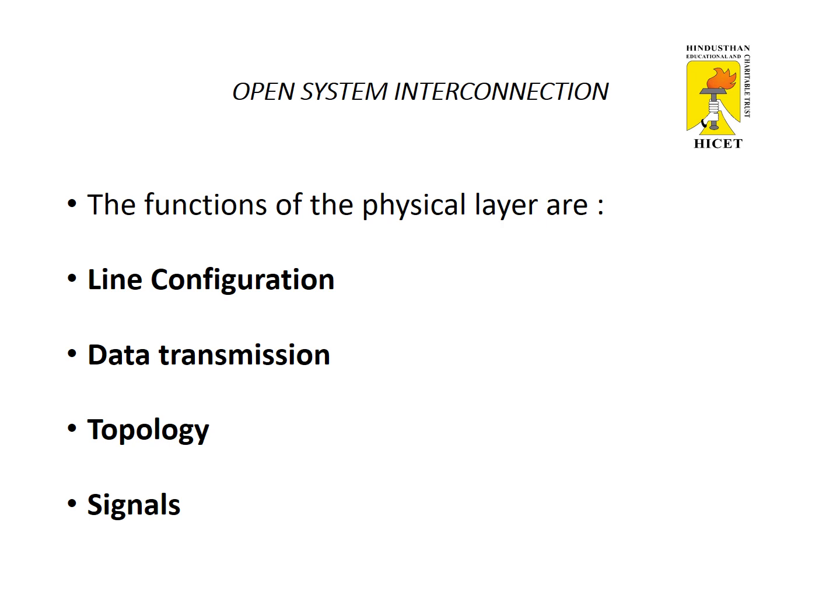The functions of the physical layer are line configuration, data transmission, topology, and signals. First one, line configuration. It defines the way how two or more devices can be connected physically. Second one, data transmission. It defines the transmission mode, whether it is simplex, half duplex, or full duplex mode between the two devices on the network. Third one, topology. It defines the way how network devices are connected. Last one, signals. It determines the type of the signal that is used for transmitting the information.